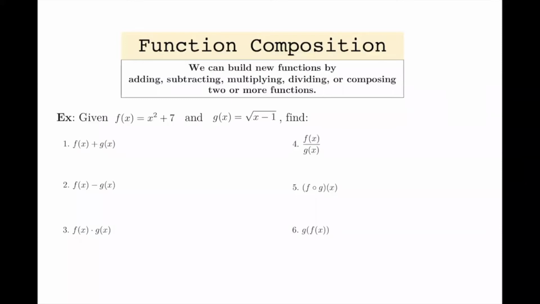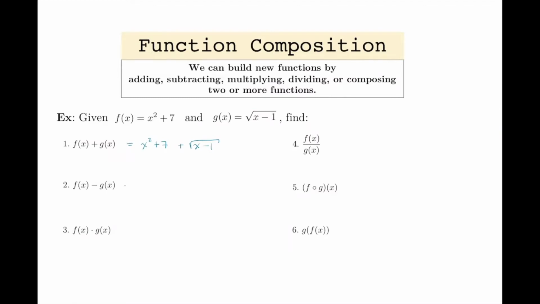In part 1, we are finding f of x plus g of x. This is really as simple as it sounds. We're just going to take f of x, which was x squared plus 7, and then we will add g of x, which is the square root of x minus 1. Now we can simplify if possible, but in this case, there's nothing really to do here to simplify, so this is just the sum.